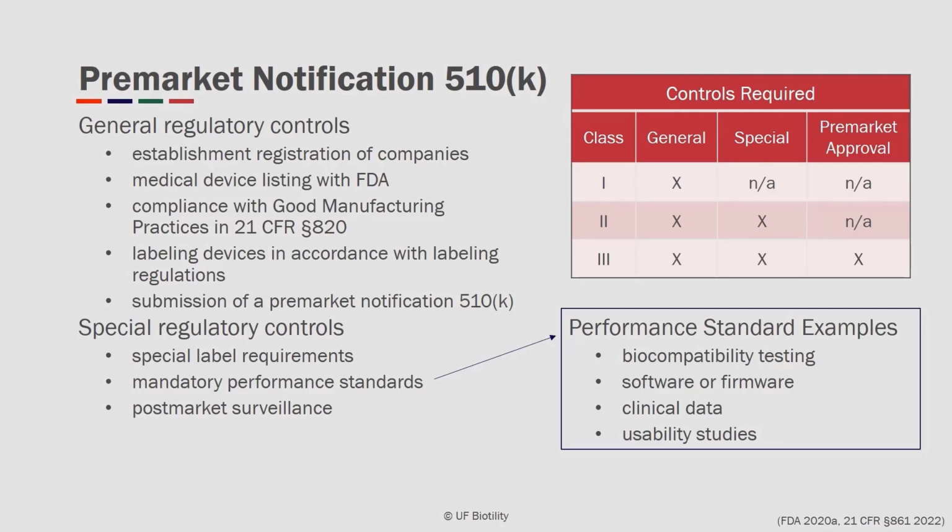Special regulatory controls include special label requirements, mandatory performance standards, and post-market surveillance. Examples of mandatory performance standards include biocompatibility testing, software or firmware, clinical data, and usability studies.